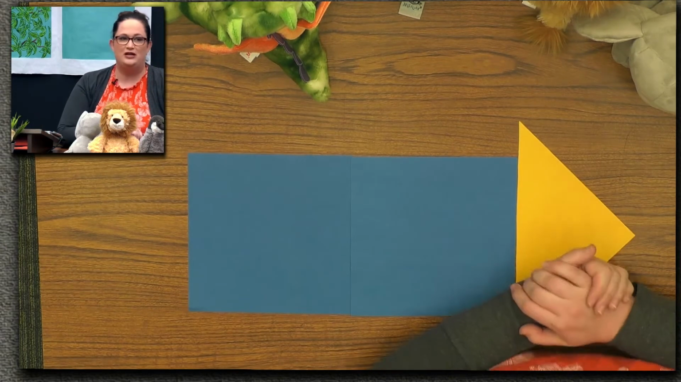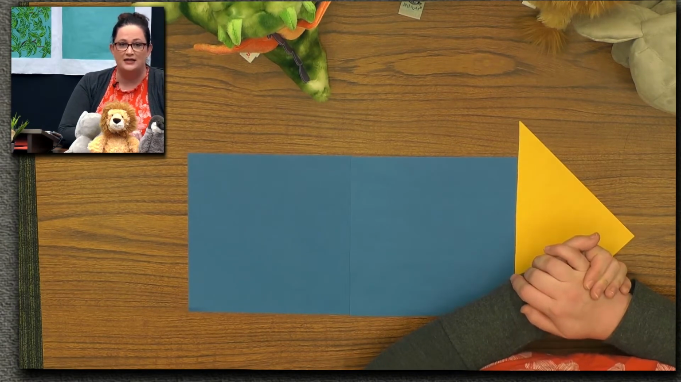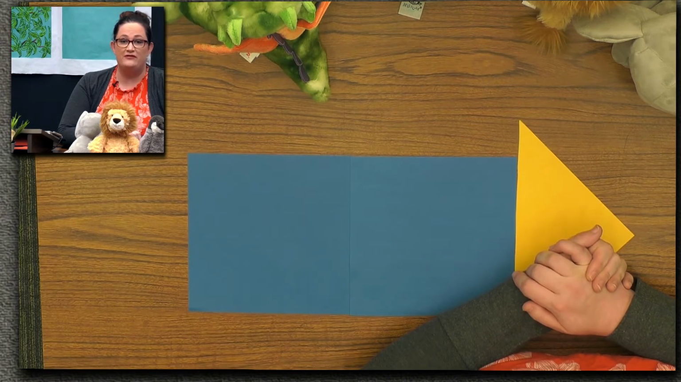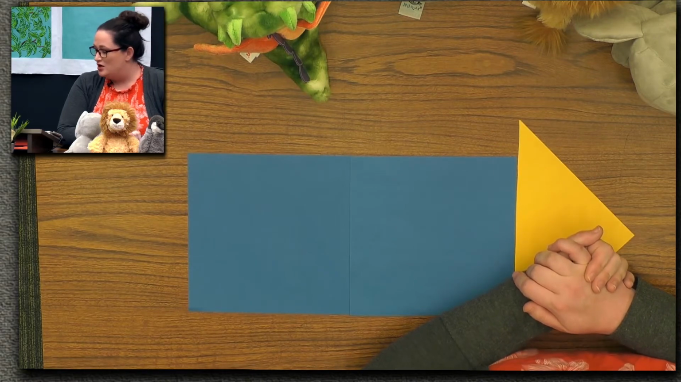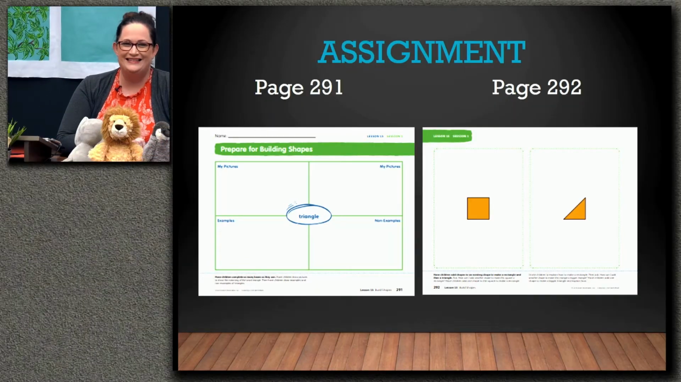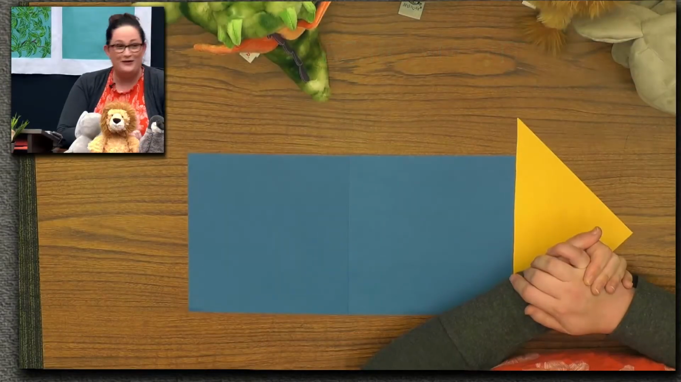You're going to do page 291 and 292 in your math workbook. You're going to tell what a triangle is. Mr. Kevin, can we get PowerPoint up? Yes. That's okay. We're full screen. Coming right up. Woohoo! Oh dear.